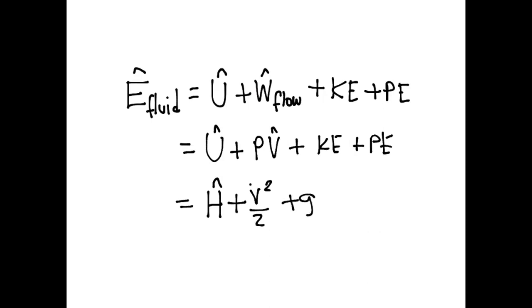So we have the kinetic term and the potential term. So this is the energy of the fluid. It has enthalpy, velocity squared over 2, which is the kinetic energy, and potential energy. So in an open system or control volume, the thermal energy that is very important is the enthalpy.